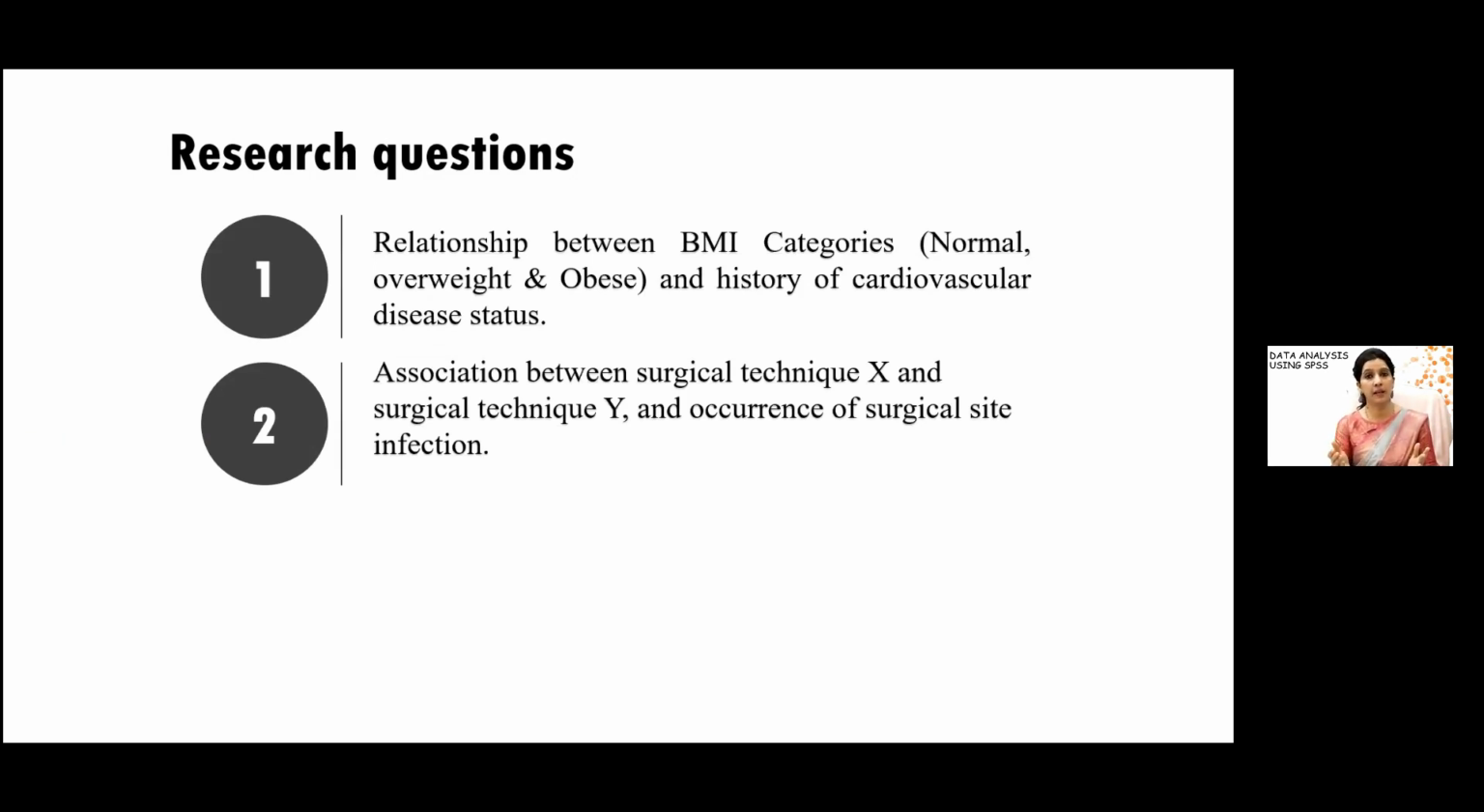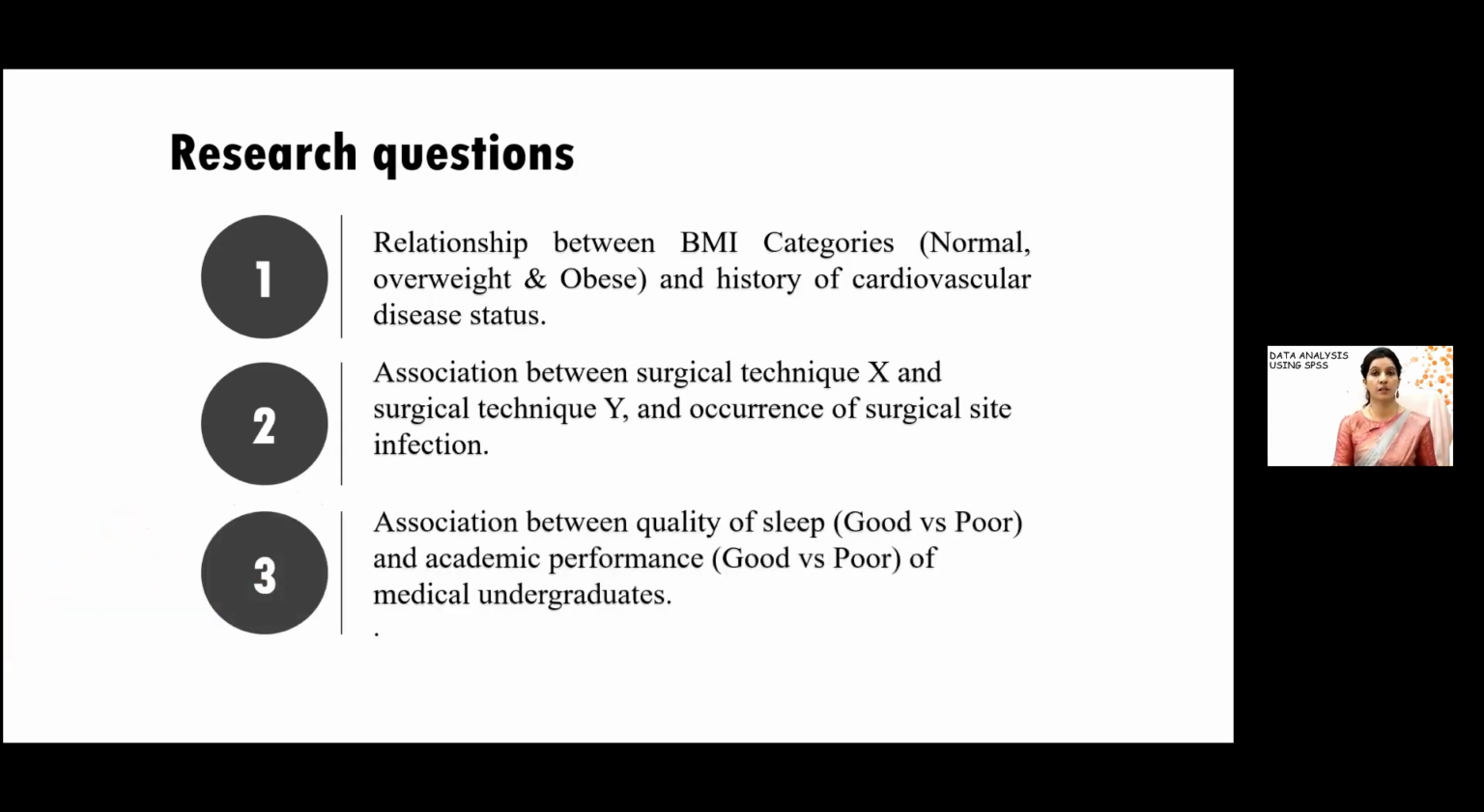The third type of research question would be the association of surgical technique X and surgical technique Y and occurrence of surgical site infection. So again, this is a type of association question. The next research question could be, if I want to see the association between the quality of sleep, with two categories good versus poor, and academic performance, also good versus poor, of medical undergraduates, then also this is an association research question.